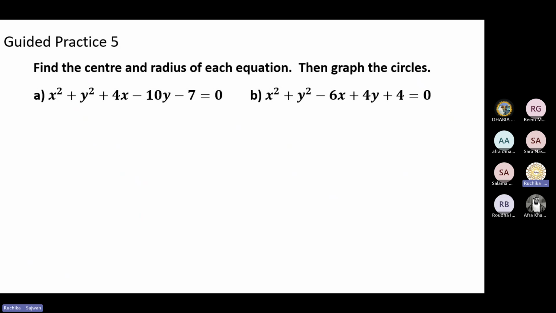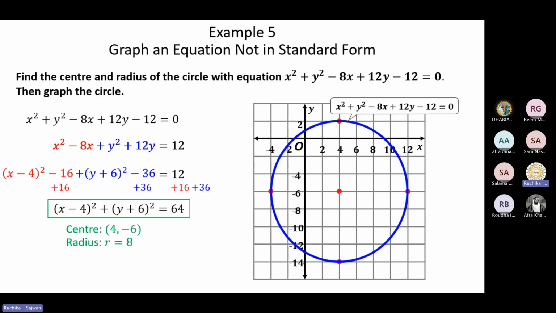Wait, Miss, can you repeat how to graph it? It's the same way, Salama, like we did for the last one. So first you do the center. This is the center. Can you see my cursor moving? Yeah. This point. So the center is what? 4 comma minus 6. Where is 4? Here. Where is minus 6? Here. So can I say this is my center?